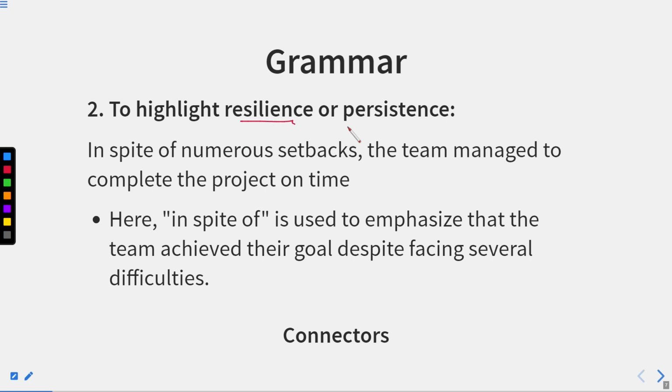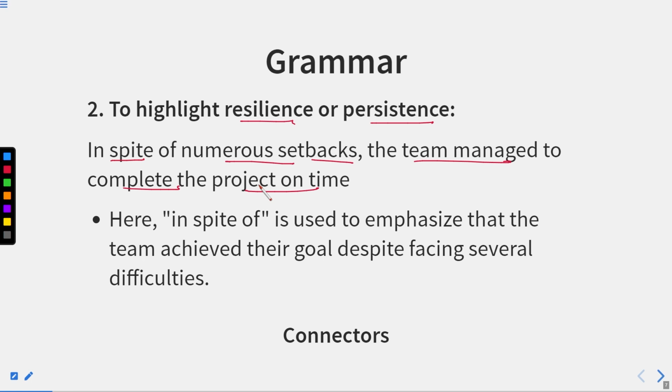To highlight resilience or persistence. In spite of numerous setbacks, the team managed to complete the project on time. So here we can say that in spite of numerous setbacks, it means there were difficulties, the team managed to complete the project on time because there were many things. So it was considered that maybe it will take a lot of time, or maybe it will not be completed by time, but yet the team managed to do so in spite of having many difficulties or numerous setbacks, or you can say many number of tasks there were.